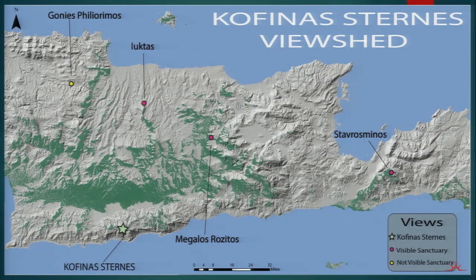And this is a map of Kofinas Sternes' view. You can see that the site has a clear view to the peak sanctuary of Juktas, which is right here. Juktas is known as the most important peak site on the island due to its proximity to the main palace of Knossos, which I haven't mapped, but it would be right around in here. But you saw the photo earlier of those two peaks.